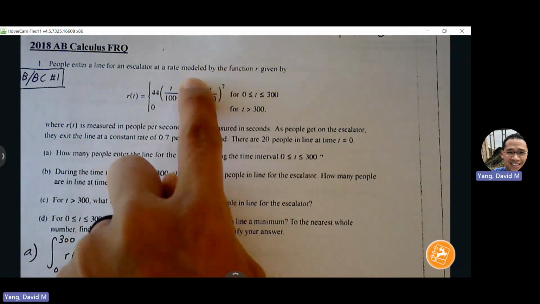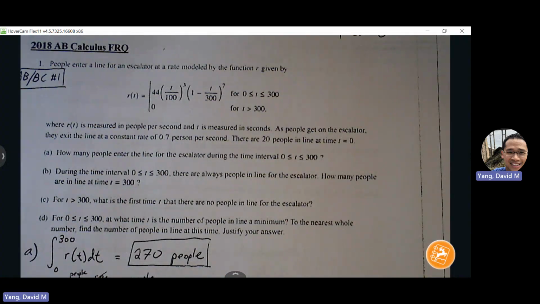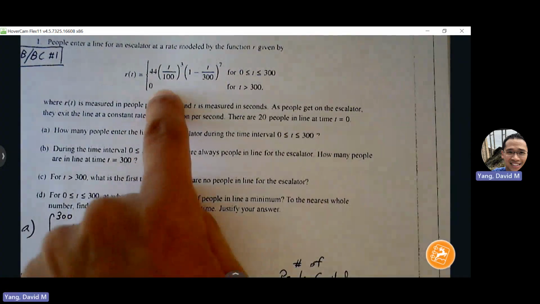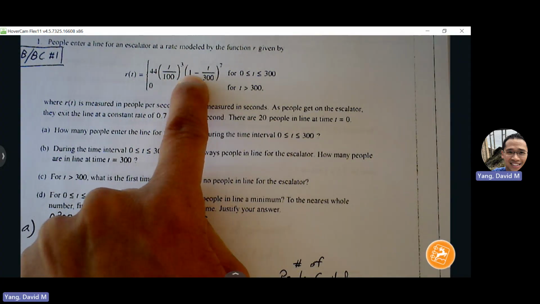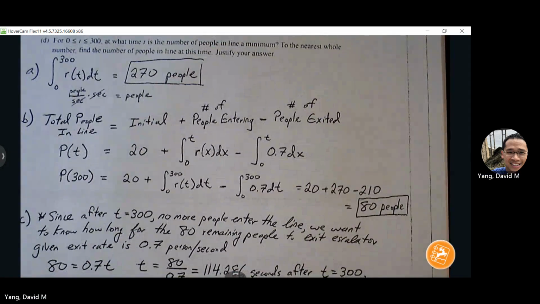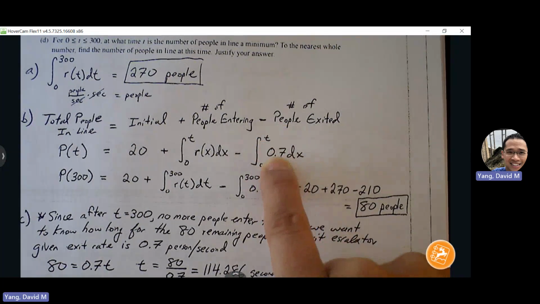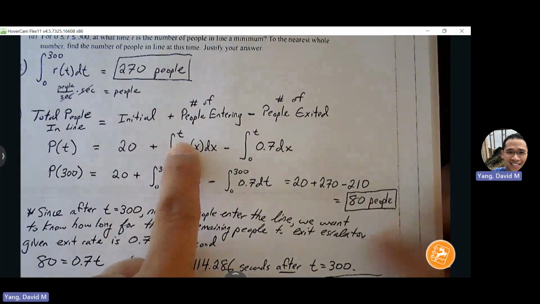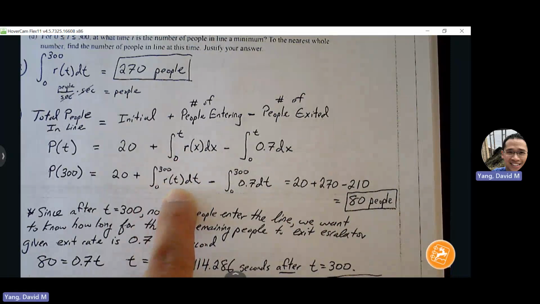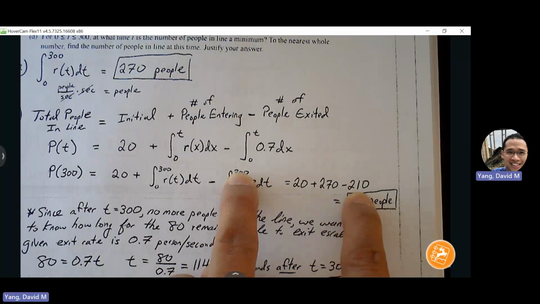All right, so the integral of this is going to tell us the number of people up to that point in time. Because if I just plug in 300 into this, it'll just tell me the rate. It won't tell me the number of people that I'm looking for. Same thing here. 0.7 is also a rate. The integral from 0 to t of 0.7 will give us the number of people. So then we just plug 300 in for the upper bound. Enter all this in the calculator, you'll get 270. Enter this in the calculator, you'll get 210.